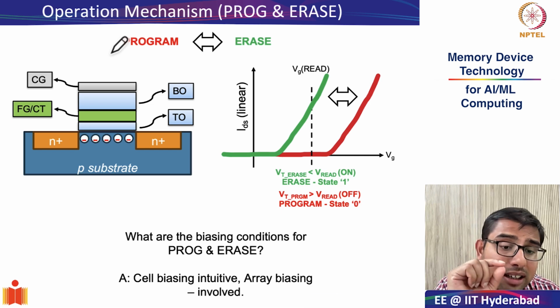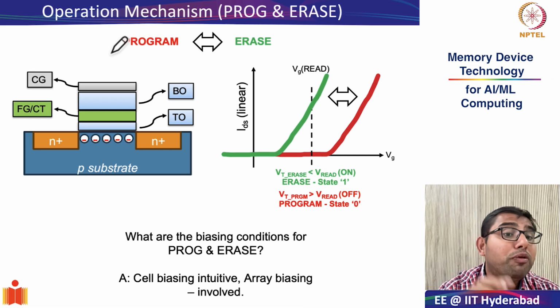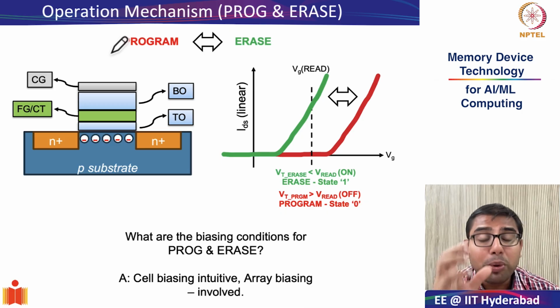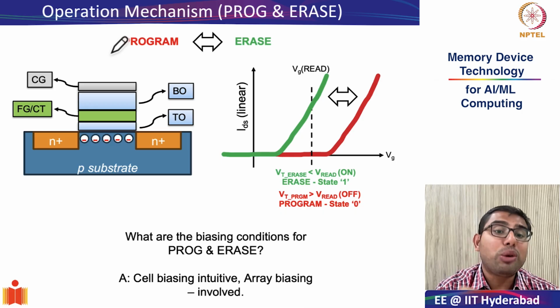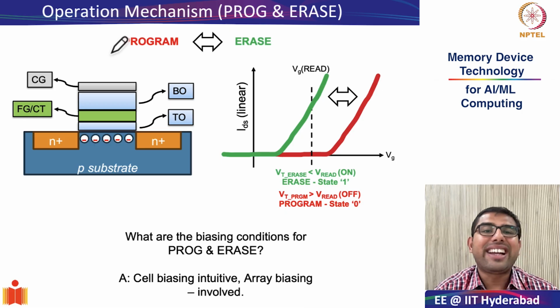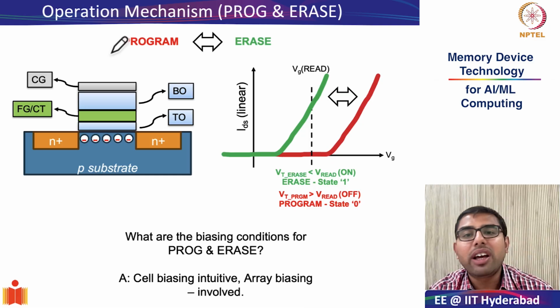But the cell biasing may look very intuitive, while the array biasing is very complicated and involved, and to study both of them together would be very valuable. But before we get into that, we should have a very quick understanding of what the different array architectures are. In the next class, we will start looking at the different array organizations.